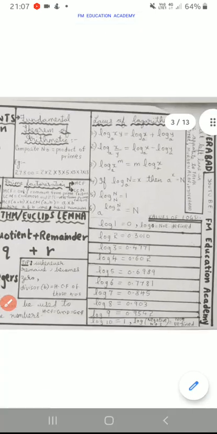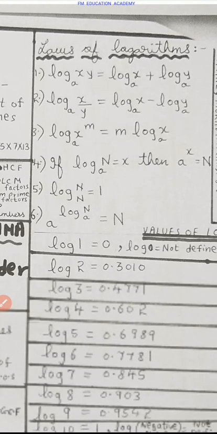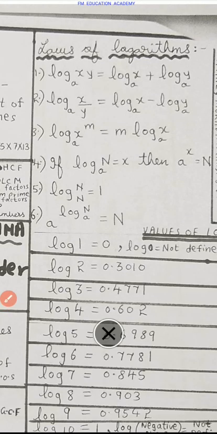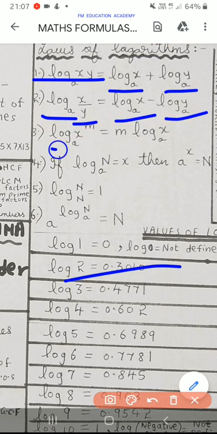Then we have logs in real numbers also. Laws of logarithms. Okay, what is the first law we have for logs? We have log x into y to the base a is log x to the base a plus log y to the base a. Log x by y to the base a is log x to the base a minus log y to the base a. Log x power m to the base a is m log x to the base a.